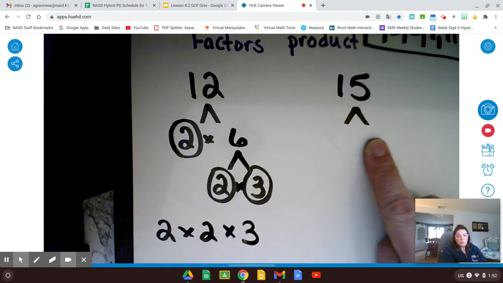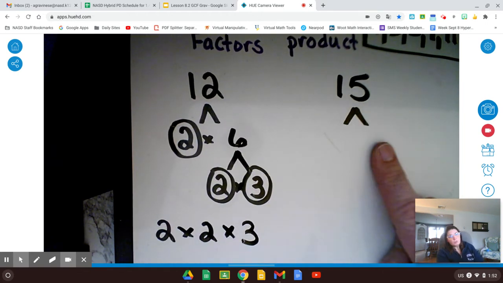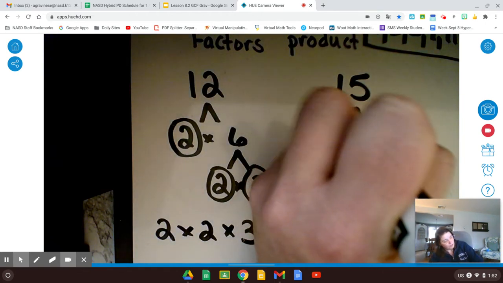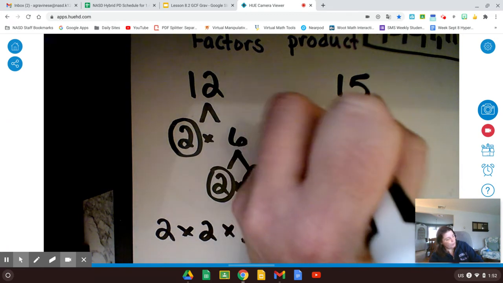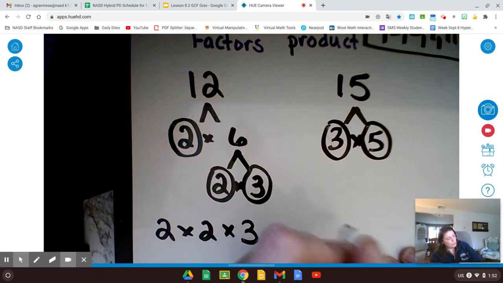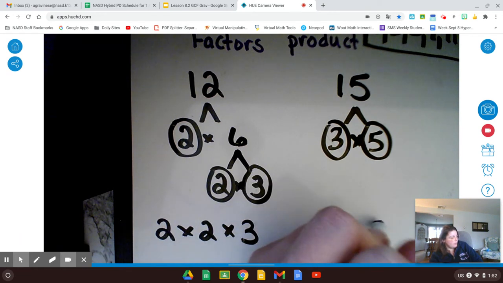So let's find the prime factorization of 15. What multiplies to make 15? 3 times 5. And they're both prime. That's a short one. So for 15, we have 3 times 5.